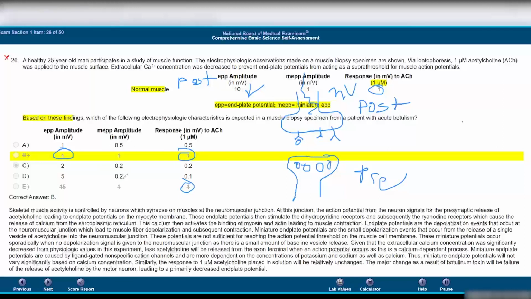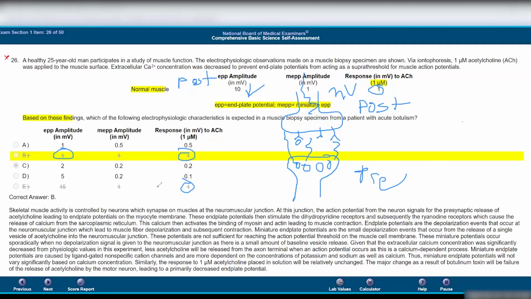Okay, perfect. But let's talk about the miniature end plate potential. It's a kind of weird thing. I can't remember where I picked this up, maybe in undergrad, I learned it a long time ago. But the miniature end plate potential amplitude is kind of, quote unquote, background noise for nerves. You always have some leakage of acetylcholine that doesn't cause an action potential, but it's just like static noise. Does it make sense?